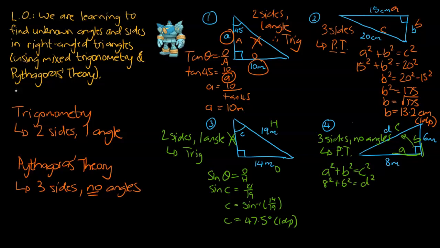In my calculator, 8 squared plus 6 squared comes to exactly 100. So that's a nice number. 100 is equal to D squared. I'm going to switch them around. D is equal to the square root of 100. D is equal to 10 meters. No rounding there because it's a whole number.